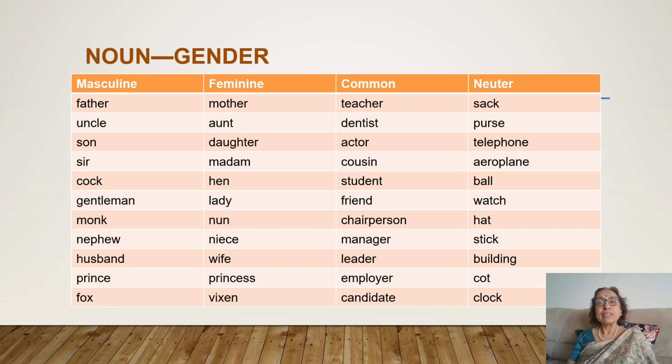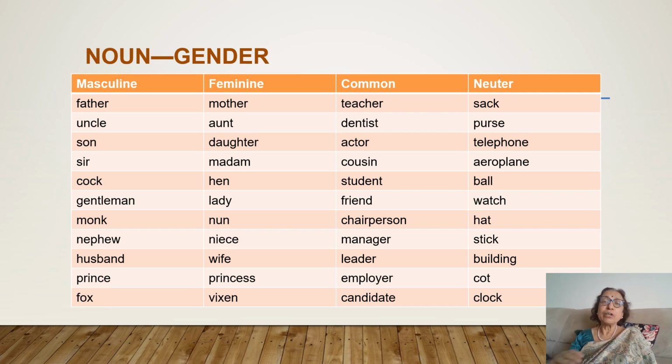Then we have the neuter: sack, a huge jute bag, you can call a sack, purse, in which you keep money, telephone, aeroplane, ball, watch, hat, stick, building, cot, clock. These are all neuter genders. They don't have any of the 3 distinctions. Therefore, language becomes easy. The grammar, the use becomes that much easier when you don't have so much gender distinction.